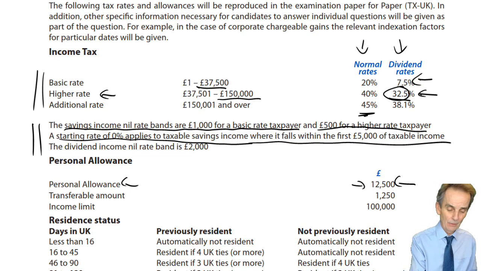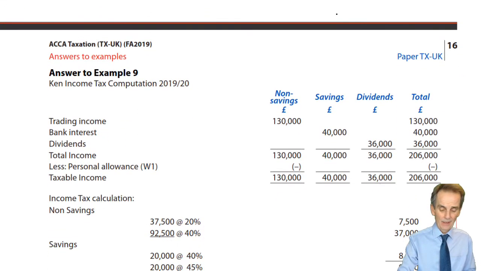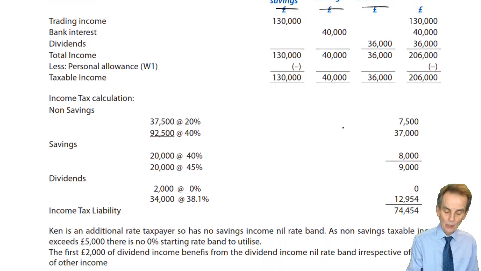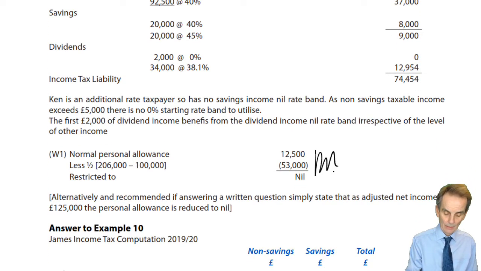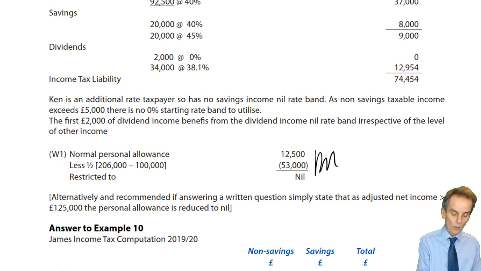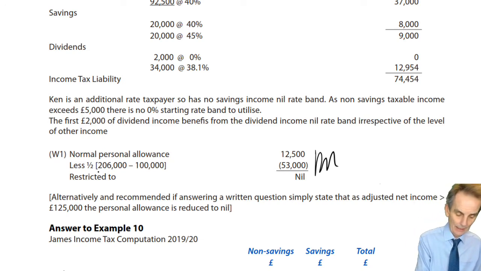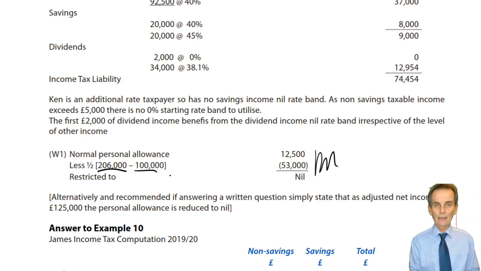Let's just again look at the answer to that. We've got our analysis here, our non-savings, savings, dividend. There is no personal allowance, that is. Now, I've shown here the computation. We would be taking our net income, adjusted net income of 206,000 minus 100. Well, obviously half of that would be a figure way more than 12,500. So it's restricted to nil.